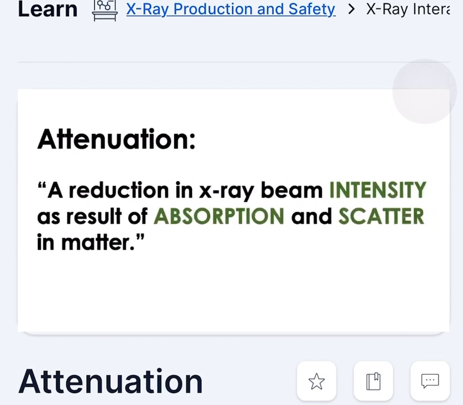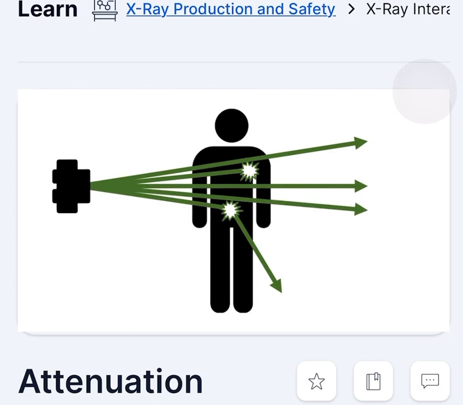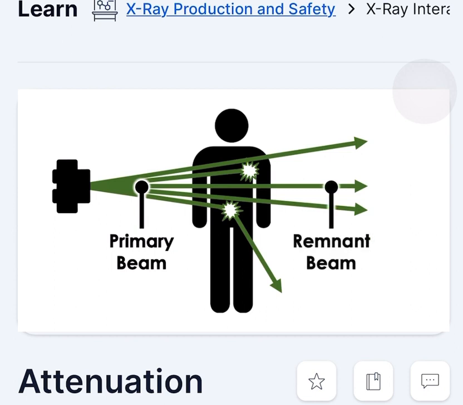Attenuation is specifically defined as a reduction in the X-ray beam intensity as a result of absorption and scatter in matter. To understand attenuation, we really have to understand intensity. Remember that intensity refers to the number of X-ray photons. Before passing through matter, the X-ray beam will have a specific intensity. We call this part of the beam the primary beam. When passing through the patient, a number of these photons are removed from the main beam because of absorption and scatter. In other words, they're attenuated. After the beam leaves the patient, we call the attenuated beam the remnant beam or the exit beam.